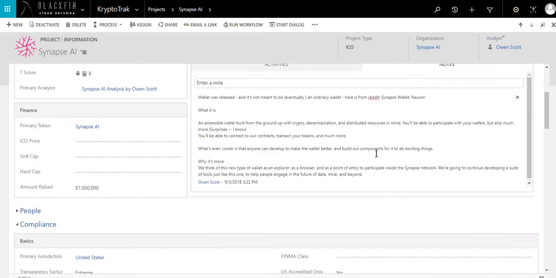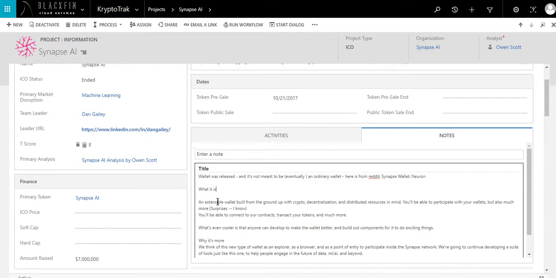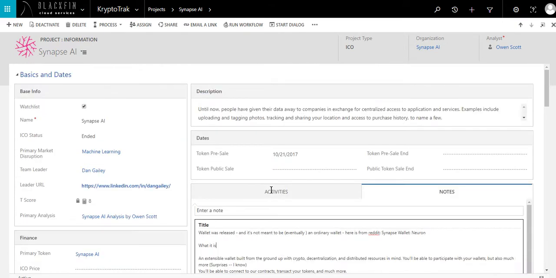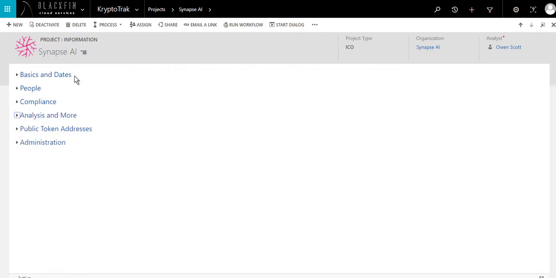And on this platform, obviously, you can just add as many notes as you like, so you can even attach documents if you want to. So let's take a look at some of these other sections of the form. Just to show you really quickly, we've got the basics and the dates like we talked about.